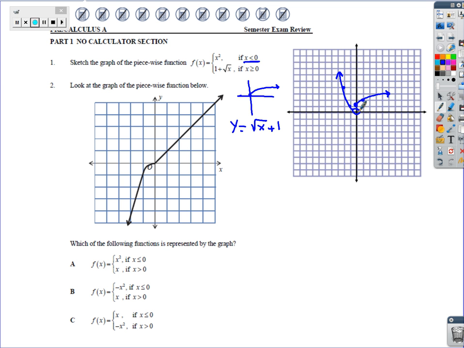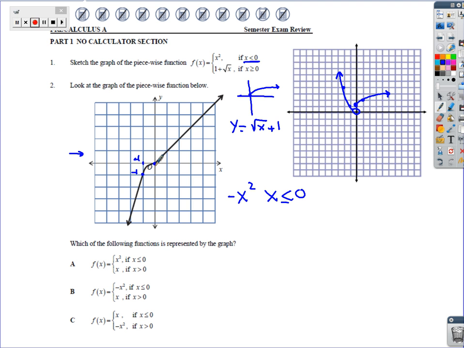Number 2. The best way to handle number 2 is to look at your functions, reading it from left to right. This looks like a quadratic to me, and I'm going to check it when x is equal to -1. Is this -1? Yes. So this is a quadratic, so I'm looking for negative x squared, because it's been flipped over the x-axis, for all values of x less than, maybe equal to 0. So that's the first part.